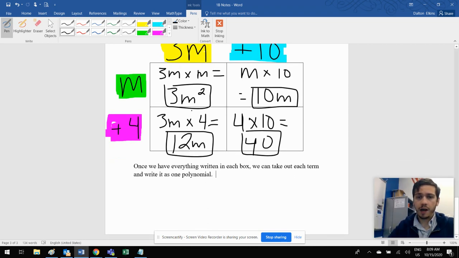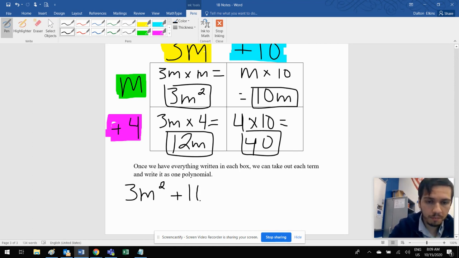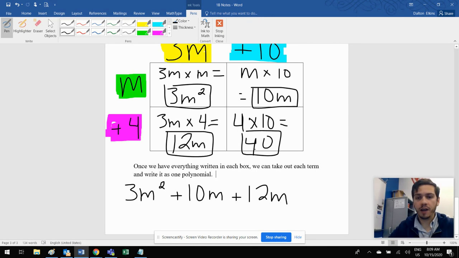Once we have each box filled out, we're going to take out each piece, kind of like a chocolate box, right? We're going to pull out each chocolate piece here. And it's chocolate because it's sweet, right? Math is always sweet. So we have 3m squared. And then we have positive 10m. So I'm going to add 10m. Then we have positive 12m. So I'm going to take plus 12m. And then we have positive 40. So I'm going to write plus 40.